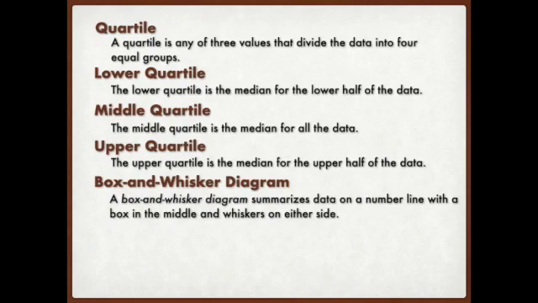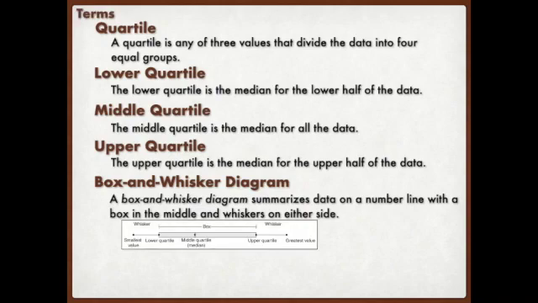Then we have a diagram, a type of chart that is called a box and whisker diagram. This summarizes the data on a number line with a box in the middle and lines that look like whiskers on each side. So we'll take a look at a picture of that.